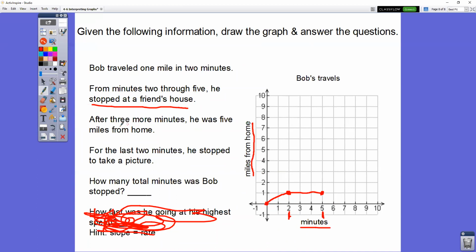After 3 more minutes, he was 5 miles from home. So after 3 more minutes, so at minute 8, he was 5 miles from home. Now, this represents the miles from home. So after 3 more minutes, he's going to reach that point. For the last 2 minutes, he stopped to take a picture. So he's not covering any more distance for those last 2 minutes. So the question says, how many total minutes was Bob stopped? Well, he was stopped for 3 minutes right here. He was stopped for 2 minutes right here. So he was stopped for a total of 5 minutes.